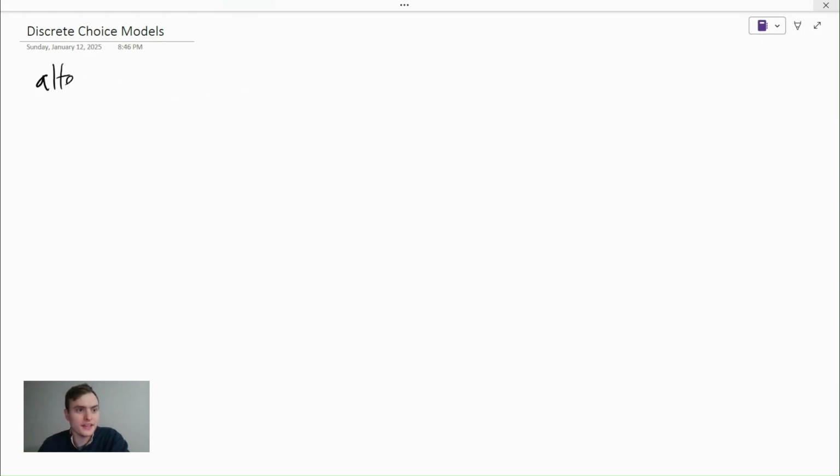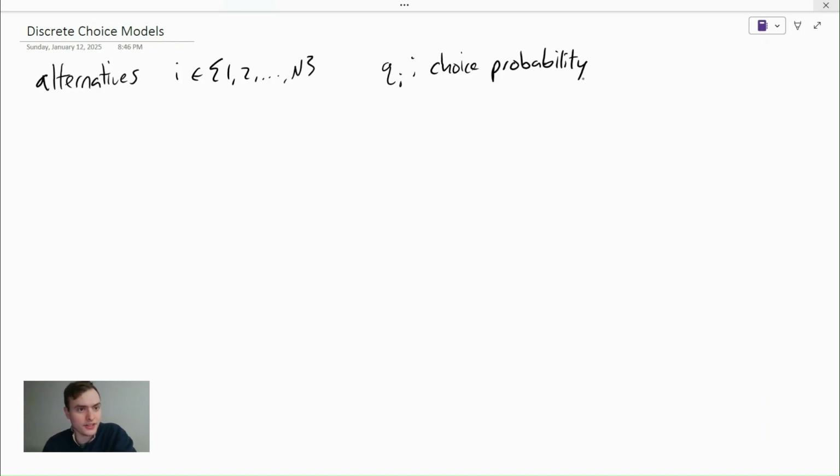We have alternatives indexed by i, and we can say the number of them is big N, and each one has Qi, which is the choice probability, the probability that a random customer chooses alternative i. And so all the customers are identical.